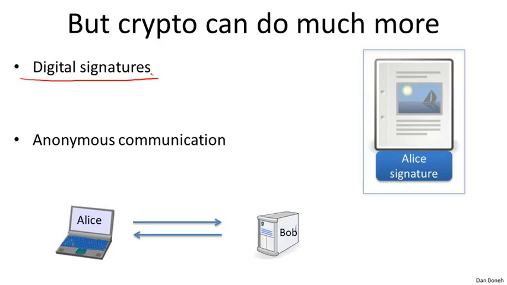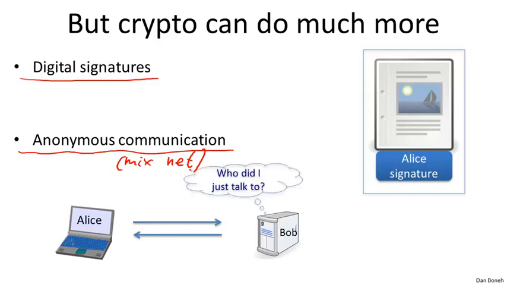Another application of cryptography that I wanted to mention is anonymous communication. Here, imagine user Alice wants to talk to some chat server Bob. And perhaps she wants to talk about a medical condition, so she wants to do that anonymously so that the chat server doesn't actually know who she is. Well, there's a standard method called a mixnet that allows Alice to communicate over the public internet with Bob through a sequence of proxies, such that at the end of the communication, Bob has no idea who it just talked to.